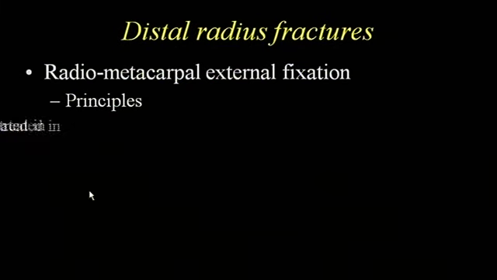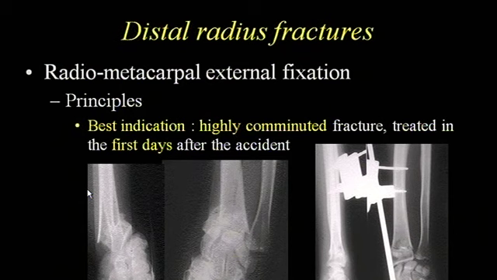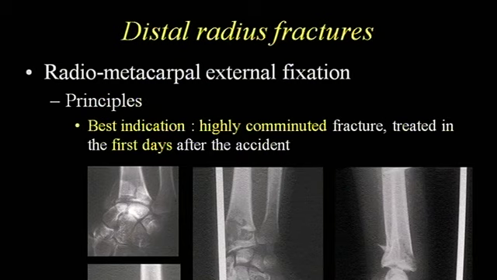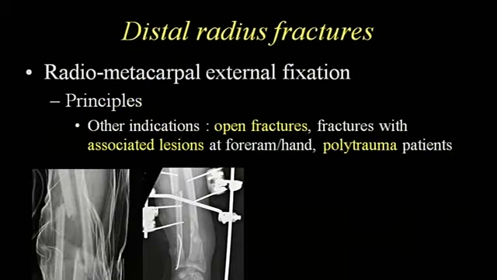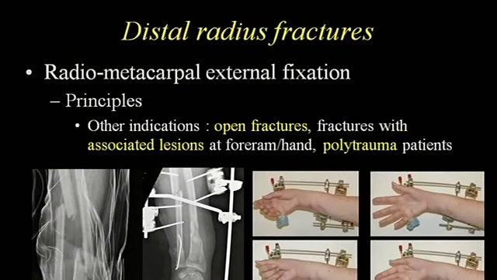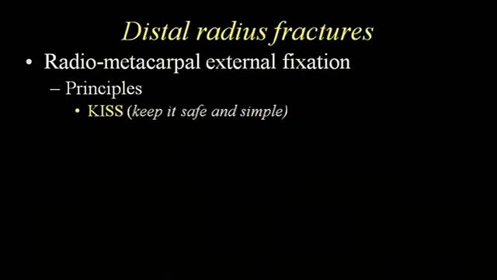Whatever the mechanism of reduction of the fracture, I believe the best indication of radiometacarpal external fixation is the highly comminuted fracture treated within the first days after the accident. A few examples. Other indications are open fractures, fractures with associated lesions of the forearm and hand, and polytrauma patients.